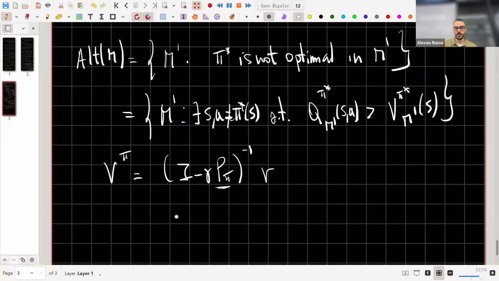where this is the transition function induced by the policy, the one I showed you before. This is the identity matrix. This is the discount factor. This is the reward vector. So this is a matrix that multiplies the reward vector, and we obtain a vector of values.